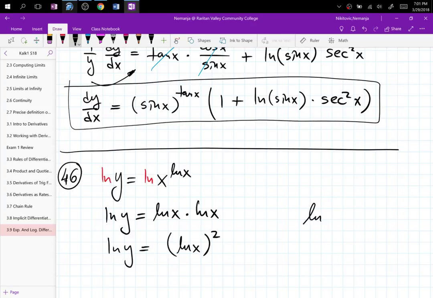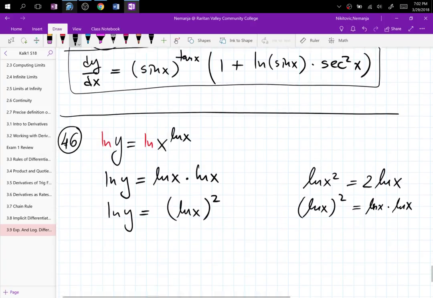So this 2 is not going in front of ln. When you have ln of x squared, that's 2 ln x. But if you have ln x squared, well, that's it itself. There's nothing new there. It's just ln times ln. So you can't put 2 in front. You have to be careful about that.